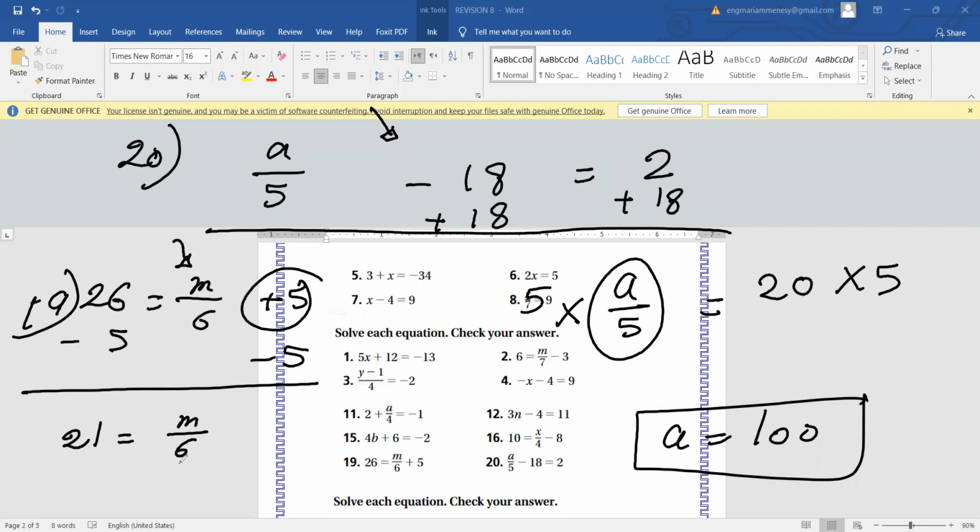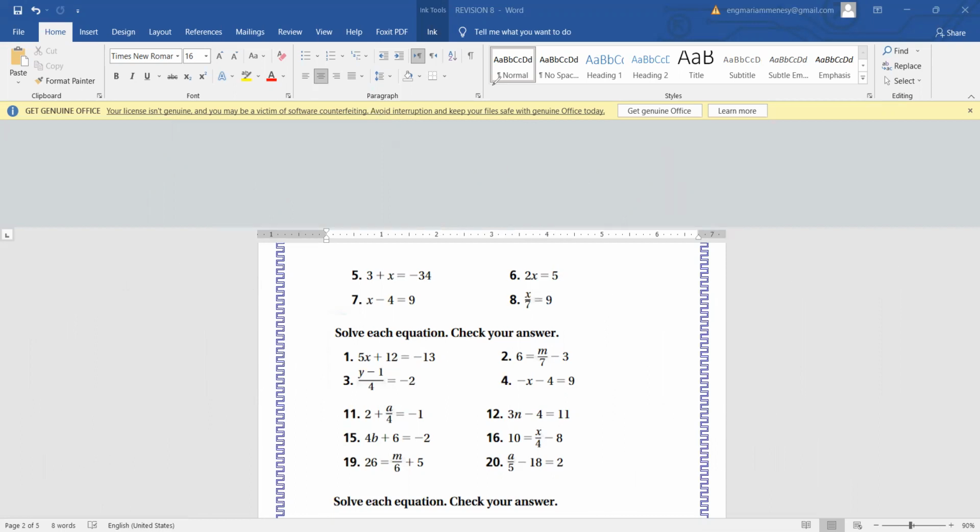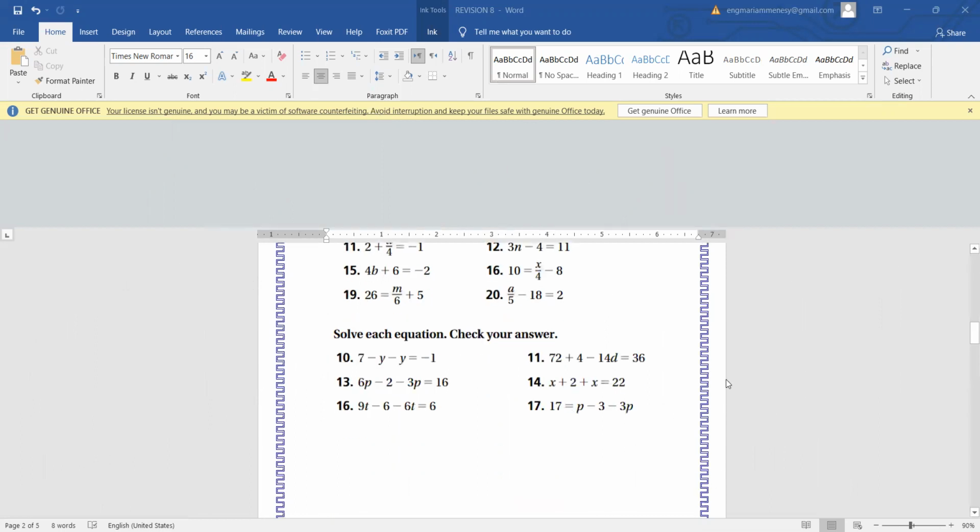How can I remove m over 6? By multiplying by 6 on both sides, okay? You understand? Yes. Okay, my dear.